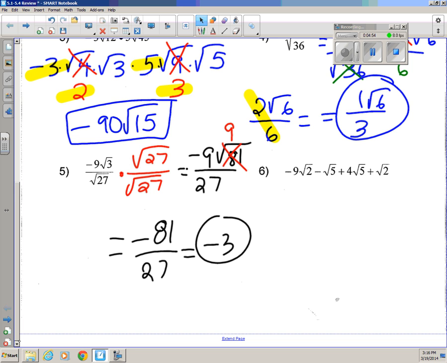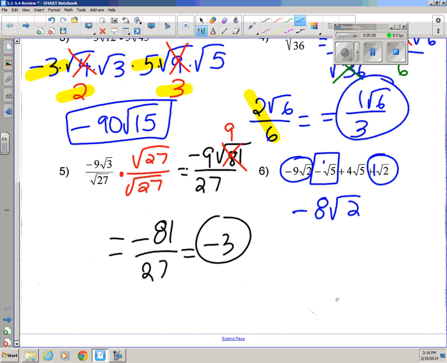Number 6. Look for like radicals. I've got negative 9 radical 2's and 1 radical 2. That's negative 8 radical 2's. Negative 1 radical 5 plus 4 more radical 5 becomes plus 3 radical 5. You are done.